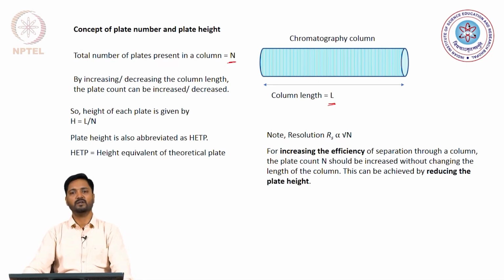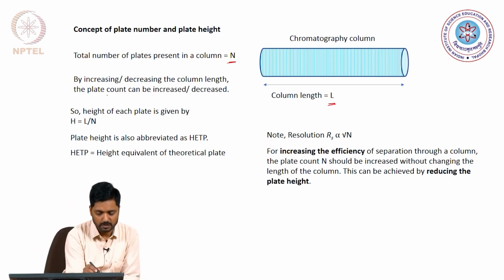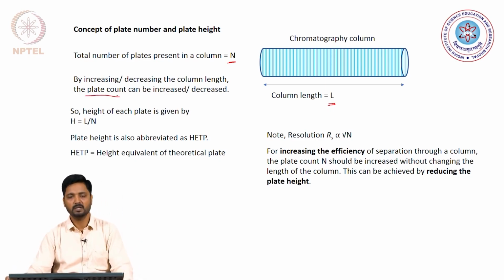So, we will have to find a way to calculate what this value of n is, and more importantly for our purpose, it is clear that we can change the number of plates, or what is also called the plate count, by increasing or decreasing the column length. So, when the column length is increased, the total number of plates present will also increase, and vice versa when the column length is decreased.